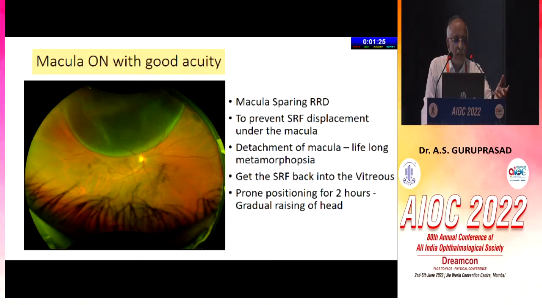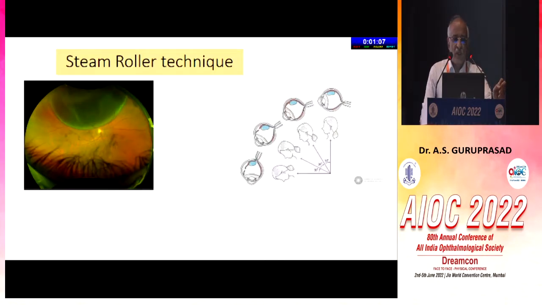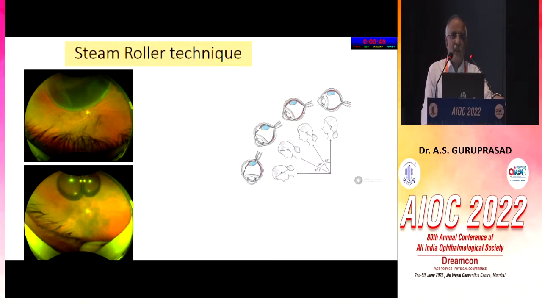This is the case of a macula-on detachment with good visual acuity. The patient came with a loss of field of vision. So what can happen with gas injection is that the SRF can get displaced under the macula, and if the macula gets detached, it can lead to lifelong metamorphopsia. So we have to get the SRF back into the vitreous cavity, which is possible by injection and prone positioning, by which in about 2 to 3 hours it is possible to get some of the fluid back into the vitreous cavity. Then the patient is made to go back to the erect position in about 2 to 3 hours in a phased manner. This is known as the steamroller technique, so that macular detachment does not occur.